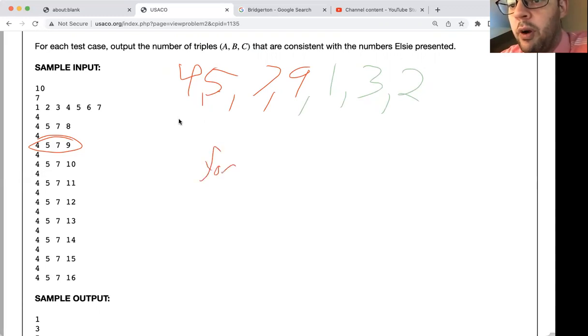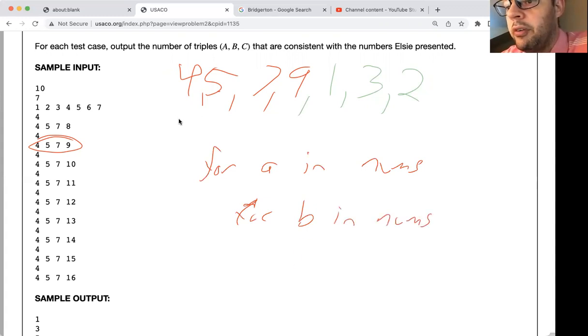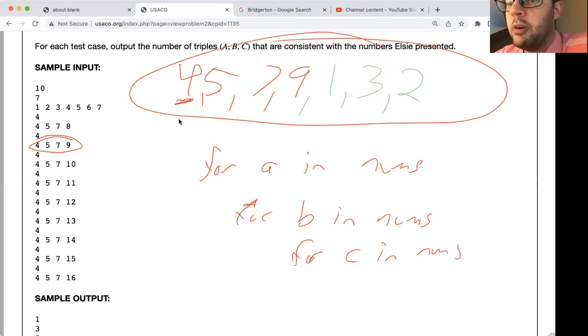We have for A in numbers, for B in numbers, for C in numbers. So going through every possible A, every possible B, every possible C, and again, not worrying if they're the same value. You are allowed to repeat a number. I'd recommend putting these in a set to make that easier. You also could put these in a list and just make sure the item isn't in the list prior to adding it. Either way would be fine. I would recommend a set because your lookups are going to be quicker.